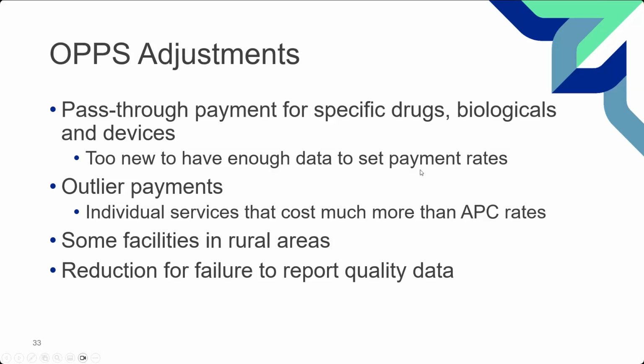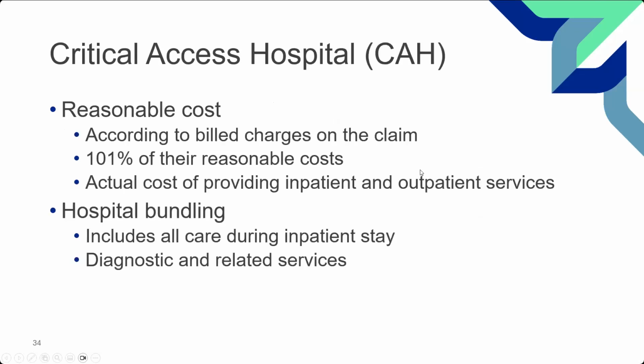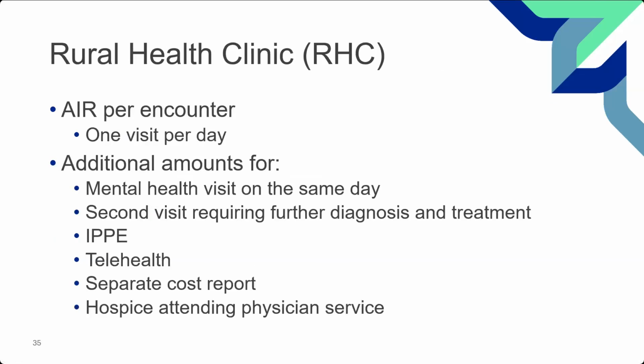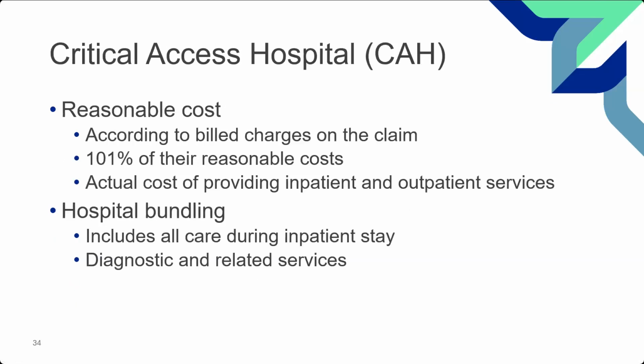The next one is the critical access hospital. This is your reasonable cost payment, and they are not set at a certain amount. Instead, it's 101% of their reasonable cost. So they bill the charges, the actual costs are then looked at, and we set them at 101% of the reasonable cost. So it's what's actually happening with that critical access hospital.